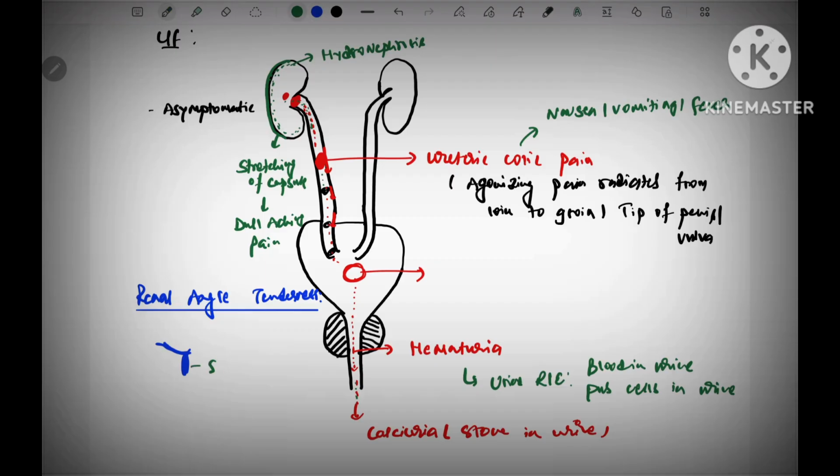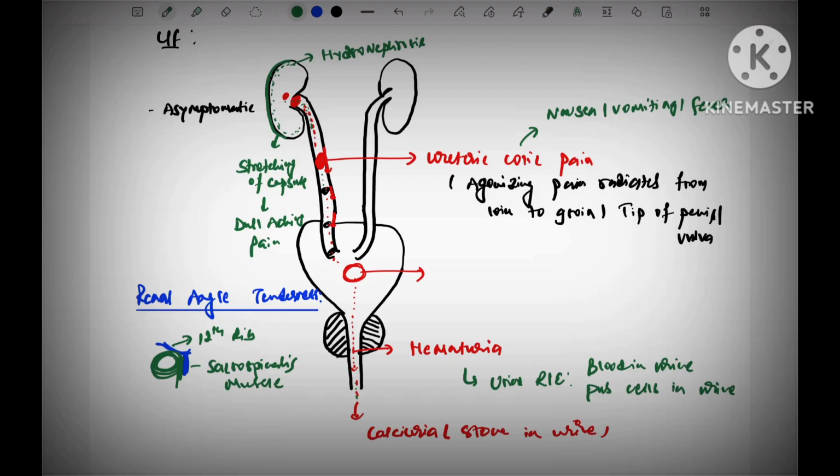So this is the sacrospinalis muscle, and this is the 12th rib. So if we thump in the area between the 12th rib and the lateral border, not the medial border, the lateral border of the sacrospinalis, then the patient winces, and we can see the facial expression of having pain, having tenderness in the renal angle area. So in this way we can do the examination.